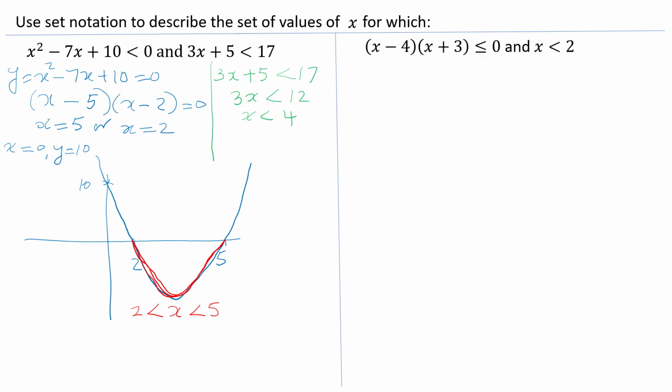Second inequality, x less than 4. So 4 is here. x less than 4. So we need to satisfy both inequalities. So 2 less than x less than 4. So satisfy both inequalities.